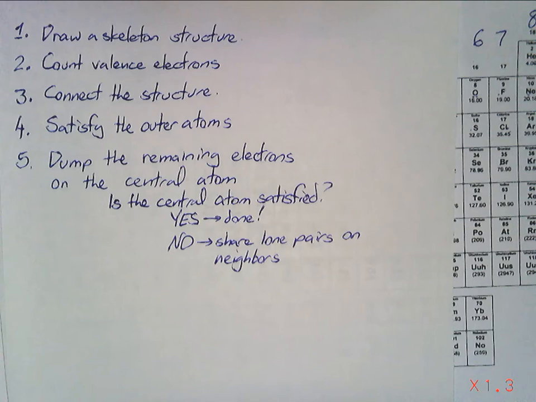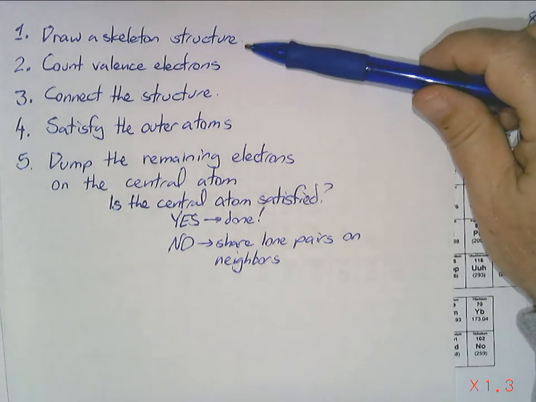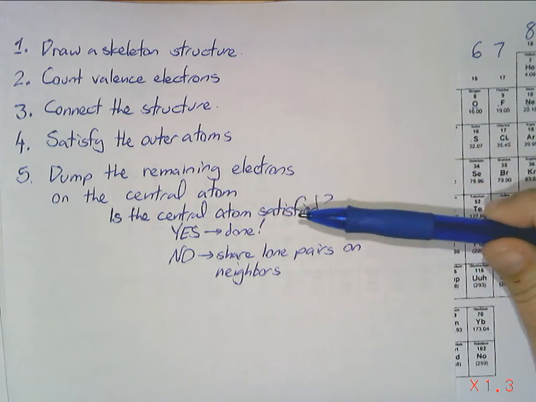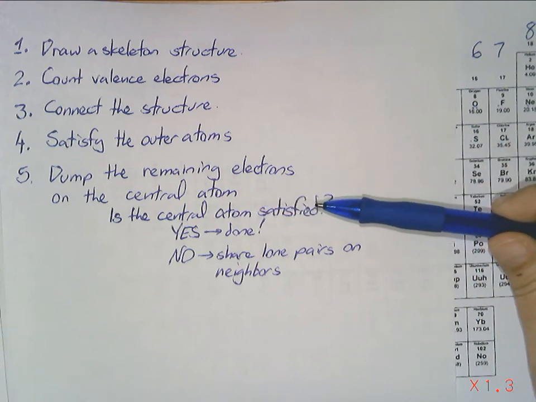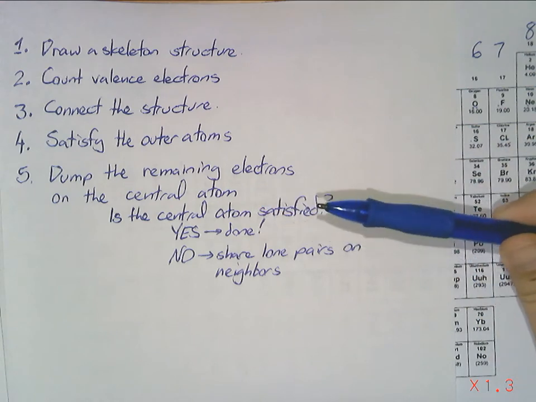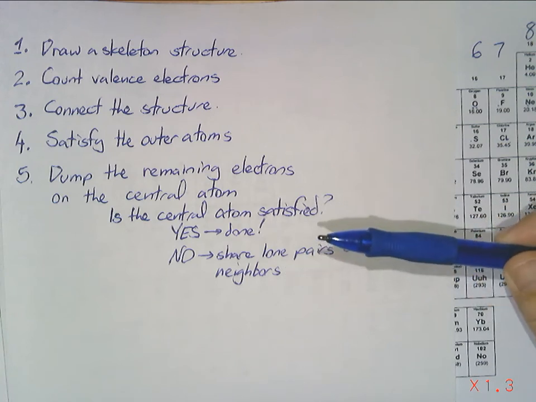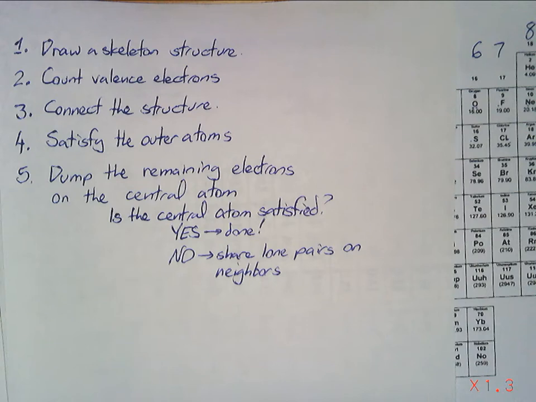In the last video, we looked at using a simple recipe to put together Lewis structures for covalent compounds. In all the examples that we've done up until now, when we got down to step 5, the central atom was just fine. It was satisfied. In this video, we're going to do some where the central atom still isn't satisfied when we get to step 5, and we're going to see what you can do about that.